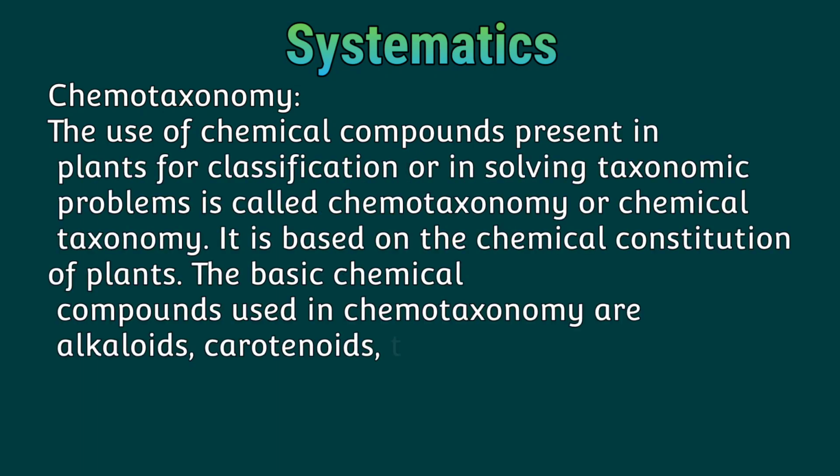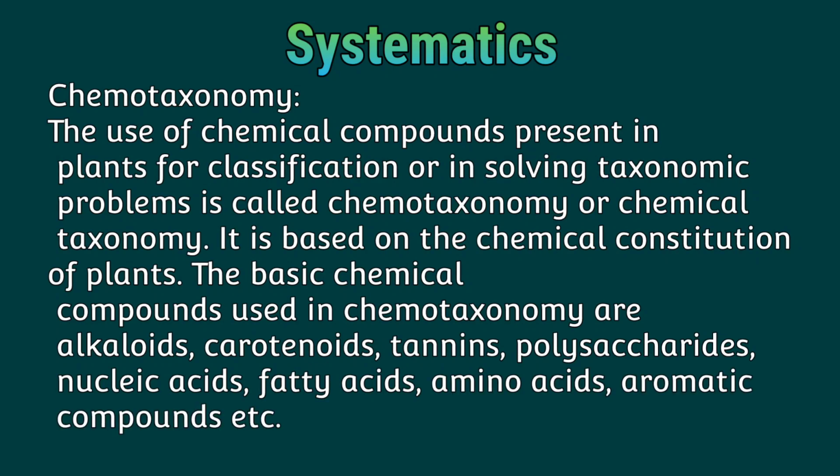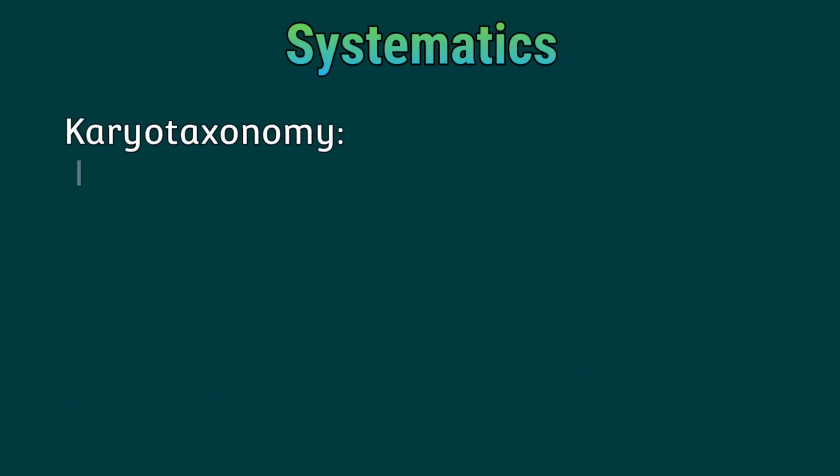Chemotaxonomy. The use of chemical compounds present in plants for classification or in solving taxonomic problems is called chemotaxonomy. It is based on the chemical constitution of plants. The basic chemical compounds used in chemotaxonomy are alkaloids, carotenoids, tannins, polysaccharides, etc.